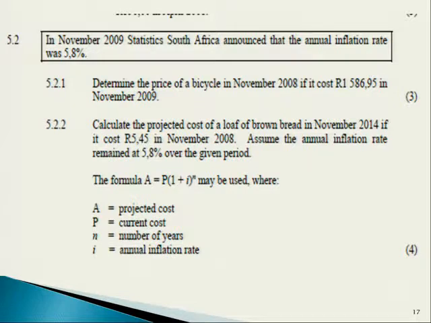And guess what most children do? They see the price, they see the percentage, and immediately they go calculate 5.8% of the amount. Be careful. Look what the question gives. It says, determine the price of the bicycle in November 2008. The current year is 2009. So what is happening in this question? We are going back. So the price of 1,586 Rand 95 already has the inflation in the price.